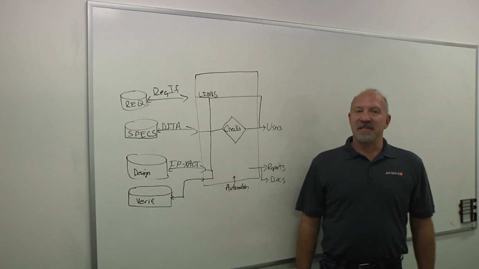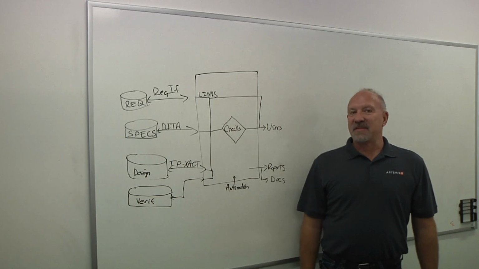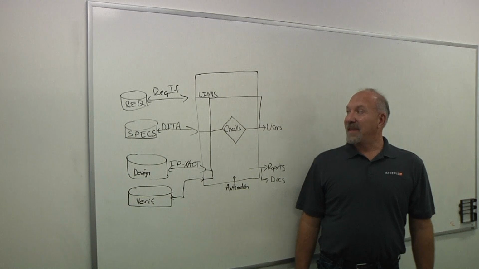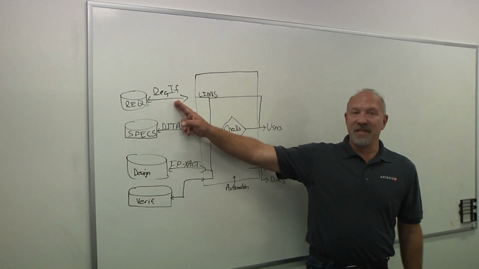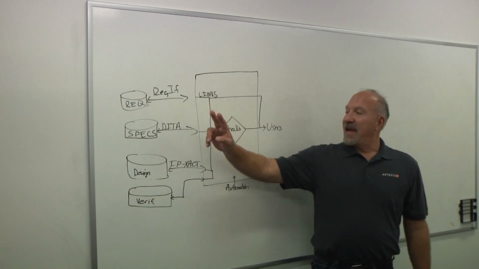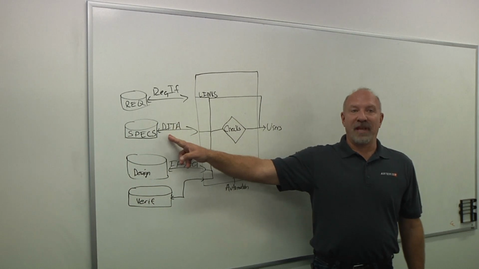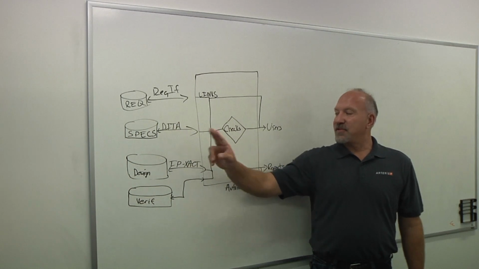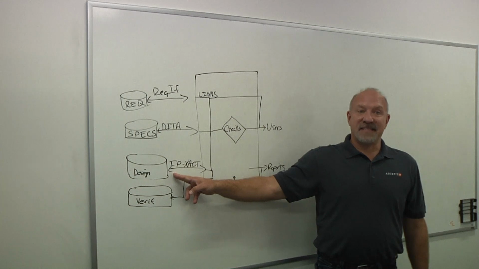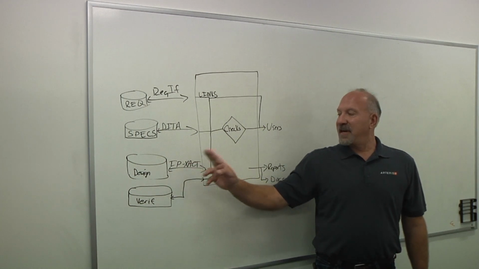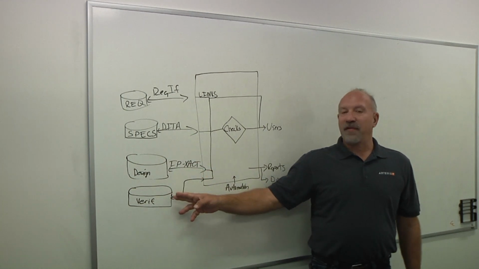So what I have here is a diagram of a typical semiconductor life cycle and all of the aspects that follow along with that life cycle. So we have requirements that we have to track. We have various specs that relate to those requirements and all the design features. We have the design data itself, which is typically represented in IP-XACT. And then we have all the verification components.